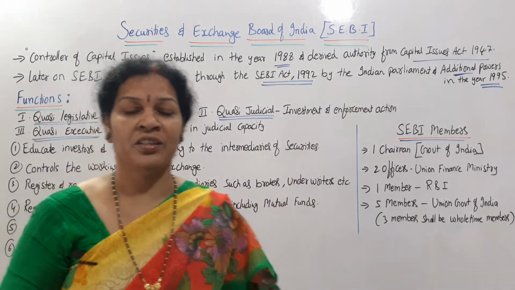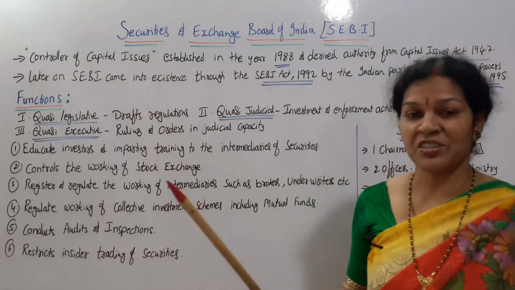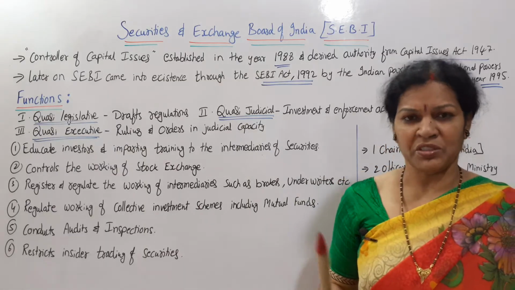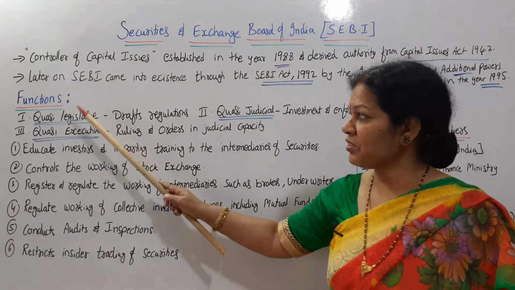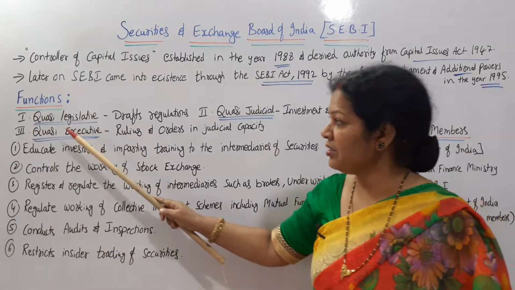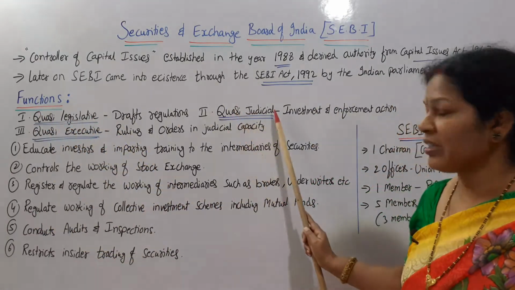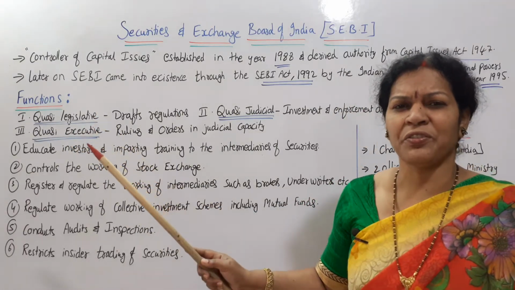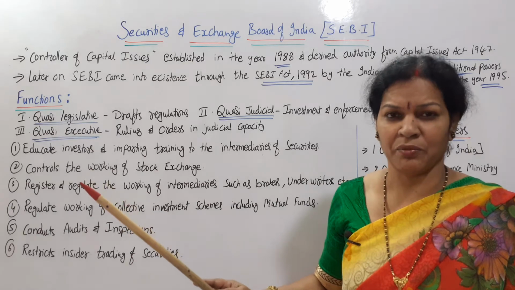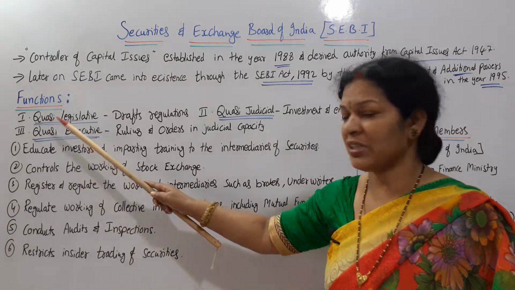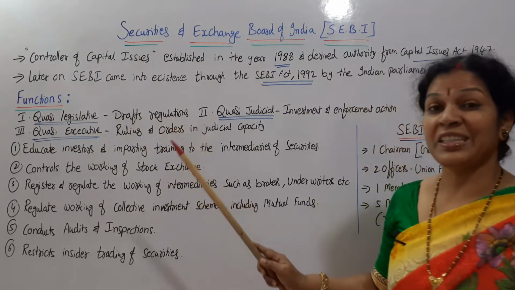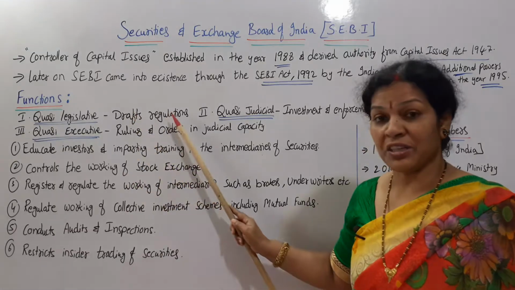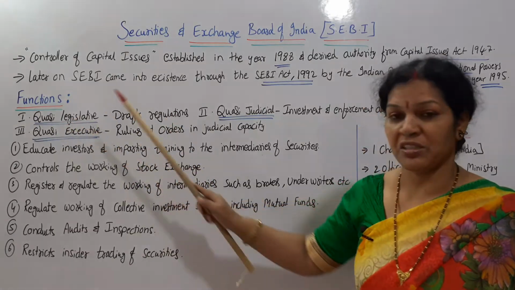What are its powers? What powers, what functions are they having? If you see the functions, or you can say powers also, powers or functions, both are the same. Mainly three functions are there: quasi-legislative, quasi-judicial and quasi-executive. It looks something different, like law language, very difficult to understand. What is this quasi-legislative? It means it takes care of the drafts and regulations. That is why we say it is quasi-legislative.